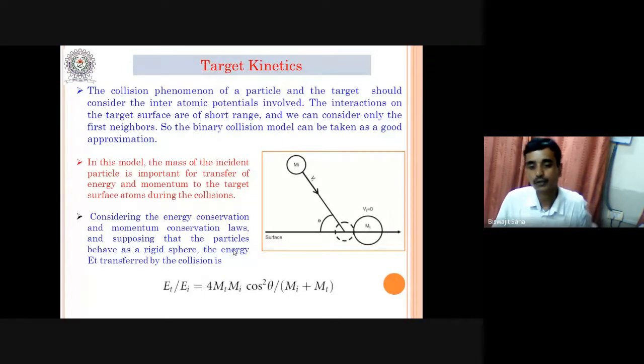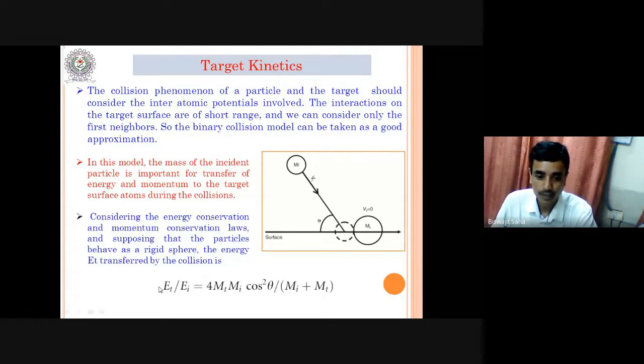This is for the target kinetics. Already I have mentioned that whether this target molecule will be detached from the host material is dependent on the type of the collision, and it depends on the mass of the ions, the mass of the target atom, and the angle of incidence. And if we do some classical mechanics on that, one can easily find out the amount of energy that has to be transferred to the target atom.